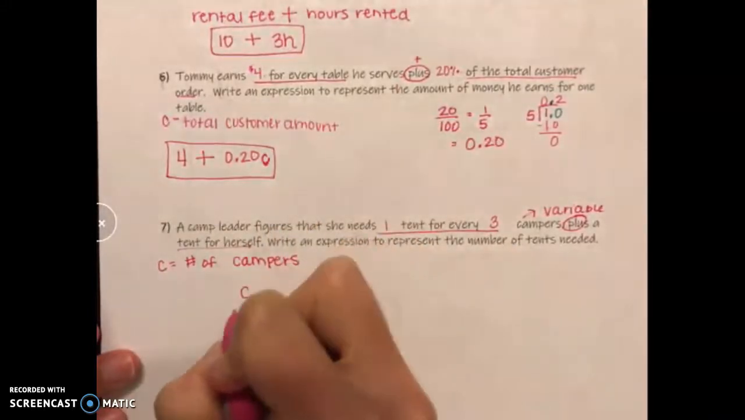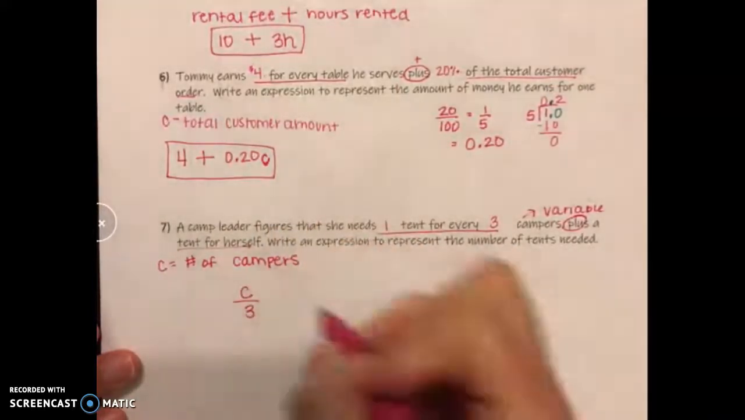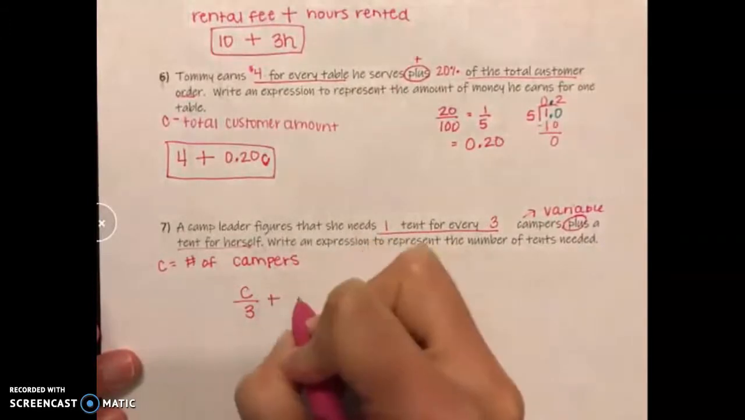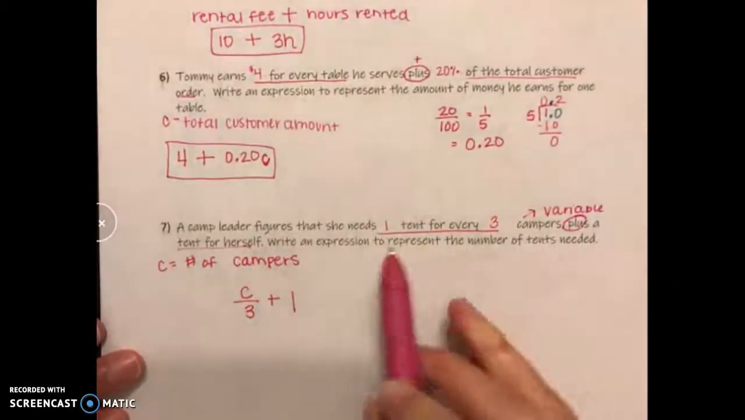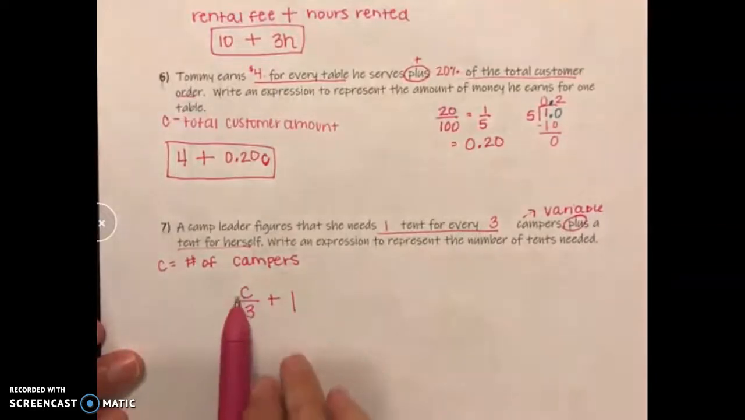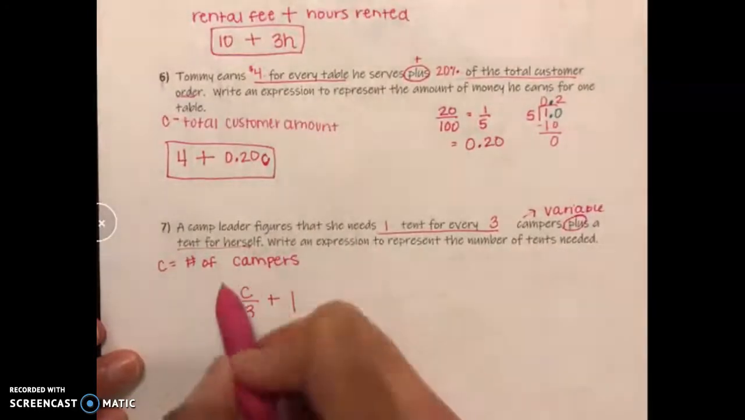So we have the number of campers divided by 3, and I need 1 tent for herself. So 1 tent for every 3 campers plus 1 for herself. So the number of campers divided by 3, that would give us how many tents, plus 1 for herself.